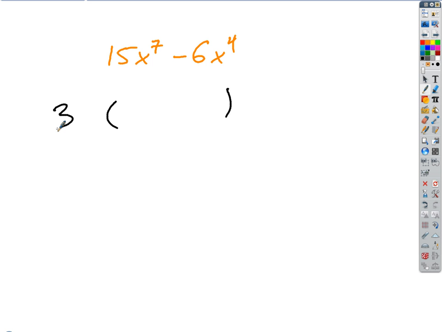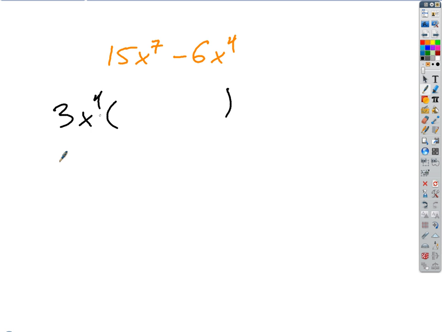So can I strip away an x to the 4th then? This one can only let me strip away an x to the 4th. This one could give me more, but I'm limited by this one because that's the weaker of the two. So I can undistribute an x to the 4th. What's that leave me with?